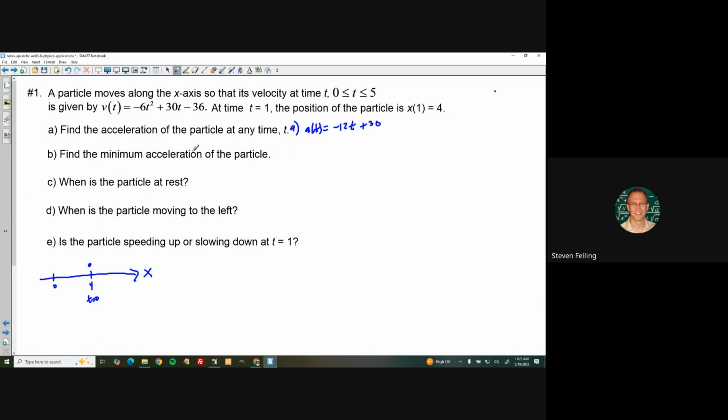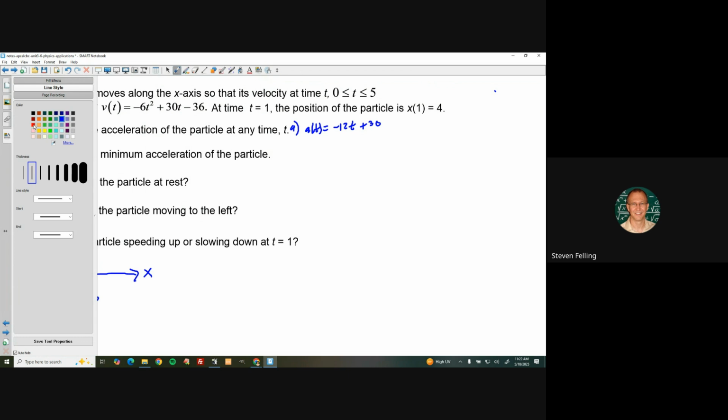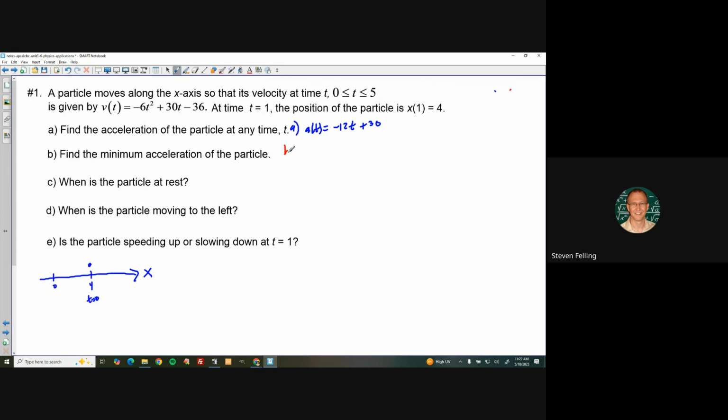Okay, part B says to find the minimum acceleration of the particle. So for that one, we're going to do a candidates test, right? Minimum acceleration means we're trying to find the minimum of this function over this interval. So we're going to do a candidates test, and we're going to figure out times when this may occur. And we'll automatically put the 0 and the 5 on our list, but we will also put in the critical values where the derivative of this is equal to 0 or does not exist.